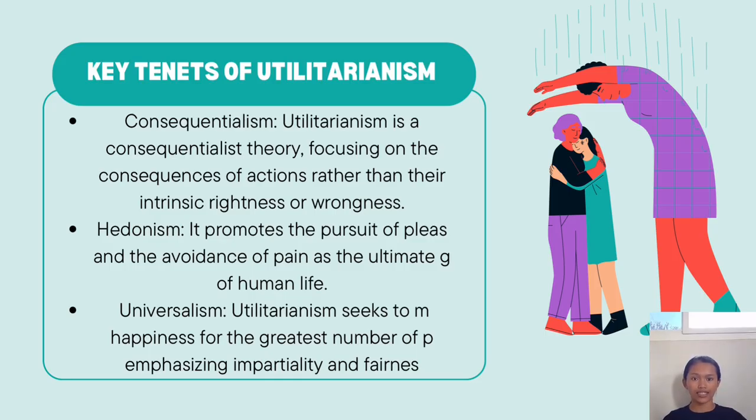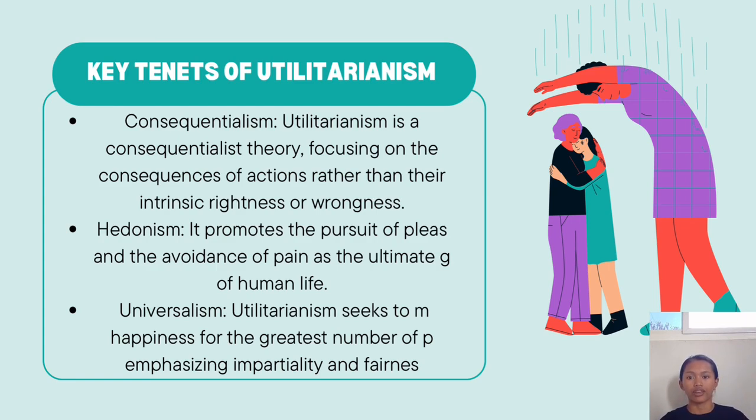I will be discussing the key tenets, or the main principles, of utilitarianism. First is consequentialism. This means that the rightness or wrongness of an action depends on its outcome or result. In simple words, what matters most is the consequence of what we do. For example, if telling a small lie can prevent someone from getting hurt, a utilitarian may say it is acceptable because the result leads to less harm.